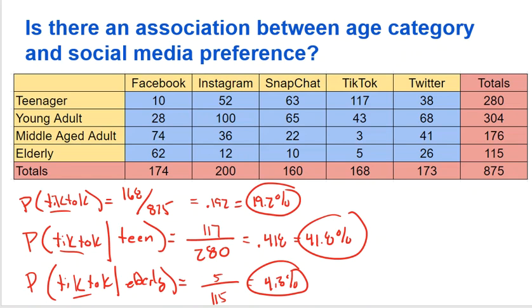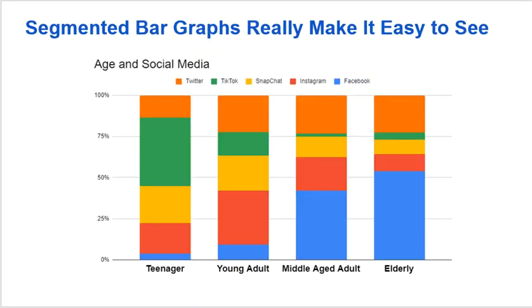Now, I want to mention that a great way to visualize this is with those segmented bar graphs. Remember, we talked about these in the last video. This makes you visually see it, right? Segmented bar graphs show the proportions within each age. So this is conditional, right? Every number in this teenager bar is conditional. It's conditioned that you're a teenager. Same thing for the others.